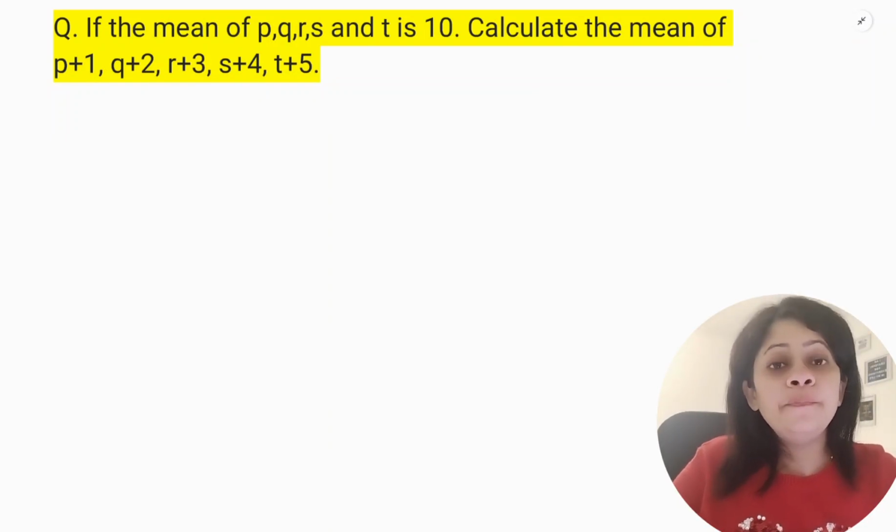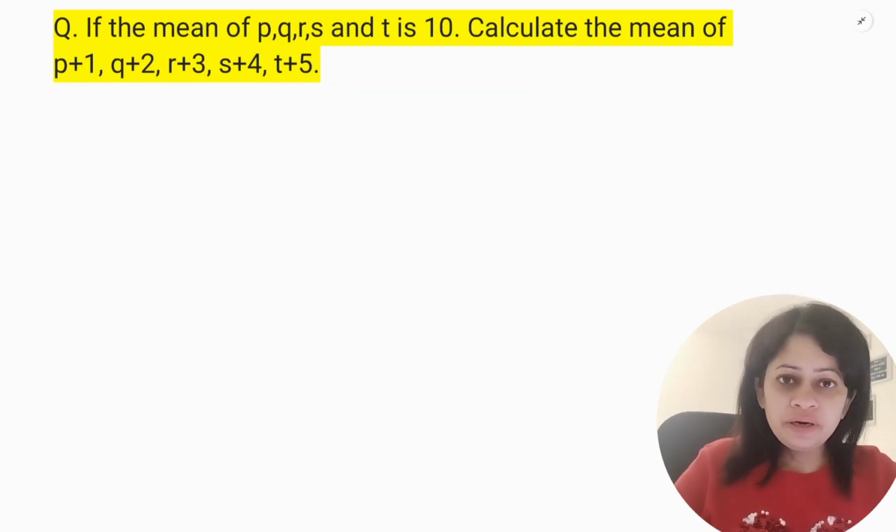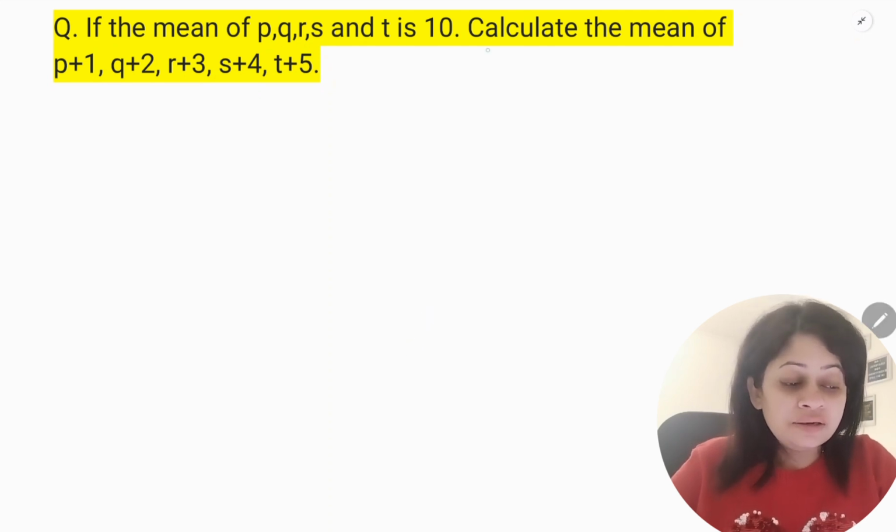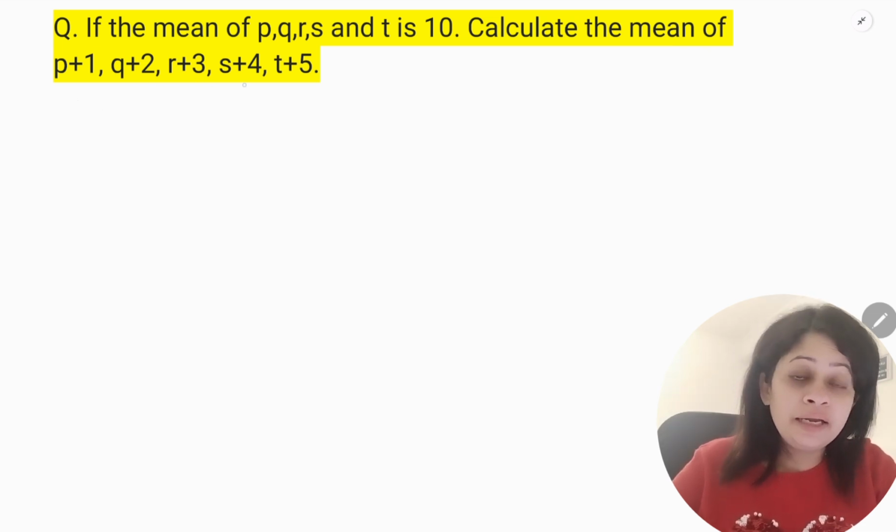I'm Upasana Taneja. So in this video we have a very simple question. It is about mean. They say that if the mean of P, Q, R, S, T is 10, they are asking us to calculate the mean of P plus 1, Q plus 2, R plus 3, S plus 4 and T plus 5.